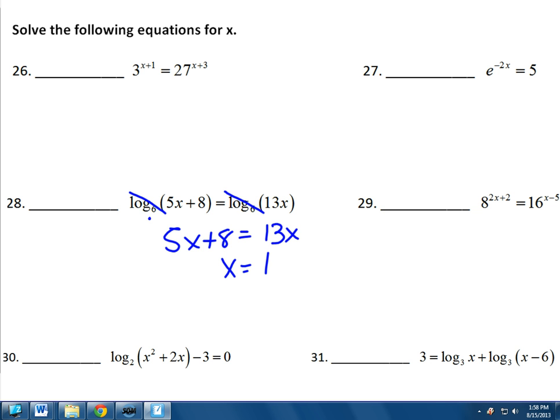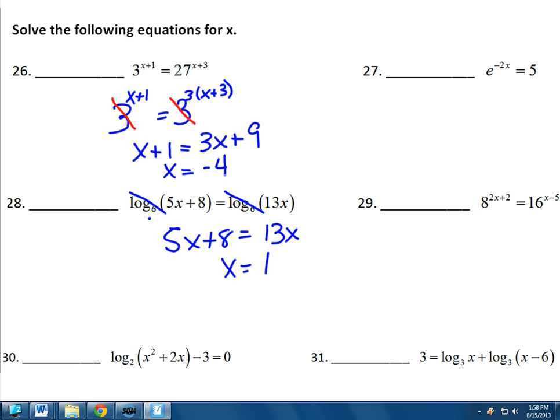But so like for this problem, I could say this 27 is really 3 cubed. I know 27 is 3 cubed. And then we have x plus 3 is over here still. And that equals 3 to the x plus 1. Well, I can ignore the bases because my exponents would have to be equal to each other. X plus 1 would have to equal 3x plus 9. All right, 2x would equal a negative 8, x would equal negative 4 for that problem.